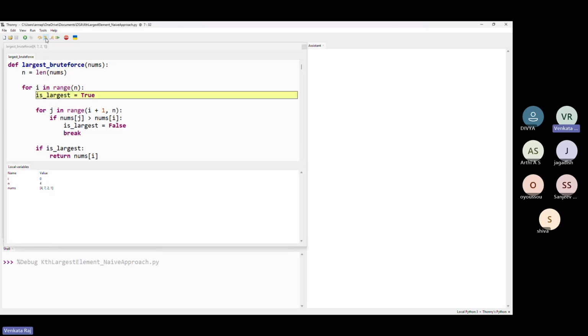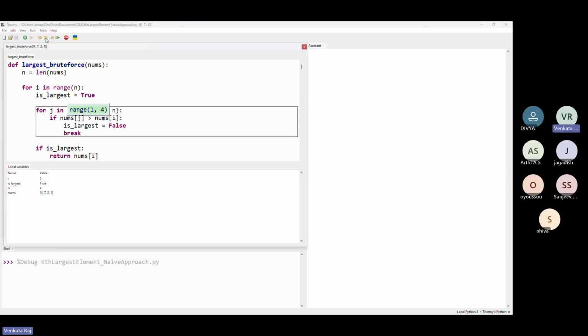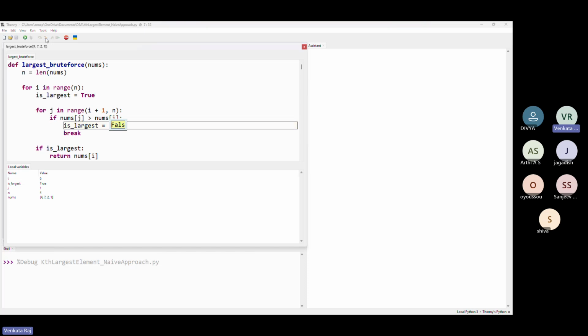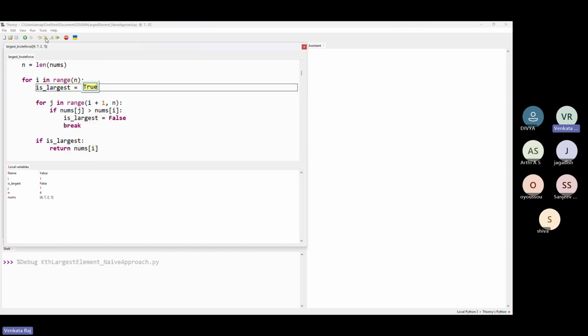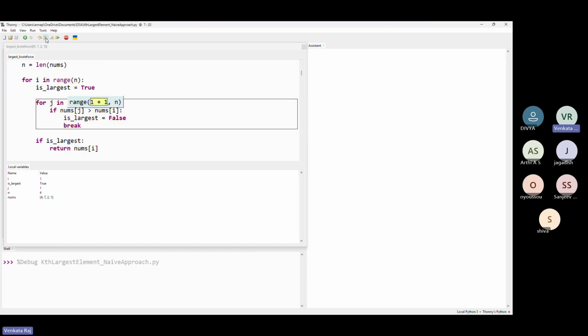So the first element, 4, we are comparing directly with the next value, 7. We found that 4 is smaller, so we are ignoring it and going to the next element, which is 7. Then 7 is compared with the third element, which is 2. We found that 7 is still the largest one. So we have to go ahead and compare 7 with all the remaining elements.